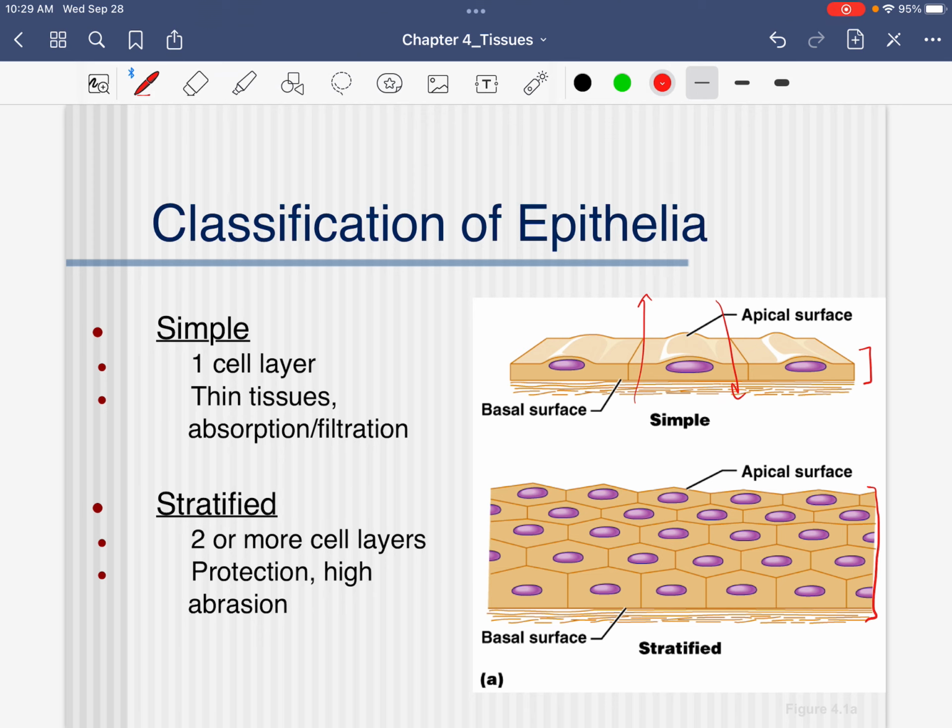So you may choose to memorize each tissue type and its function, but you can also sometimes just think it through. Wait a minute, if it's a simple tissue, the function is probably going to be some type of absorption, filtration, secretion, because it's thin. Or, if it's stratified, its function is probably going to be protection.